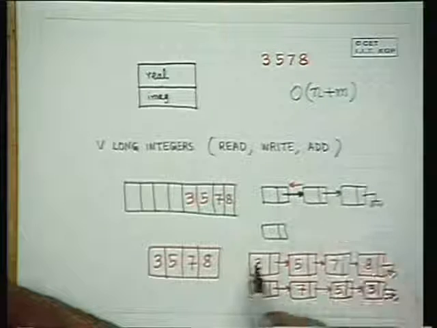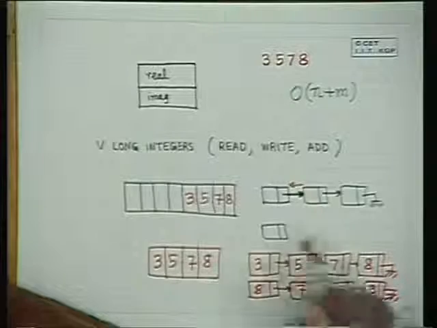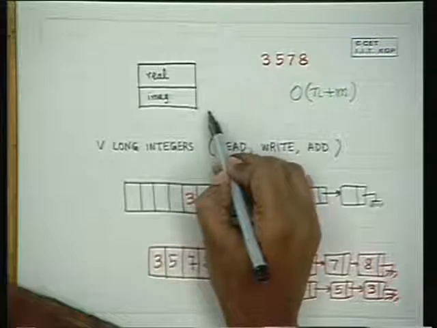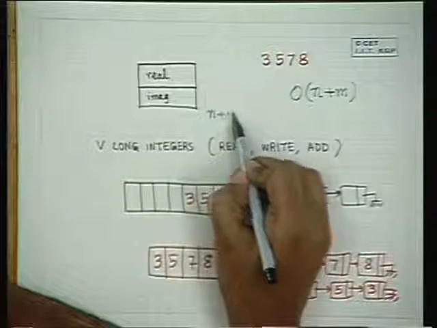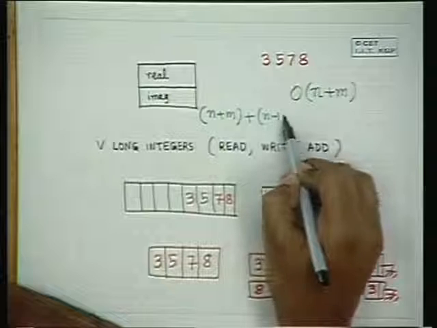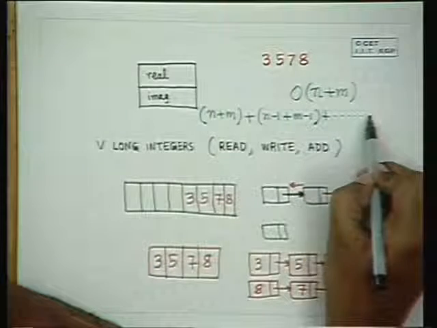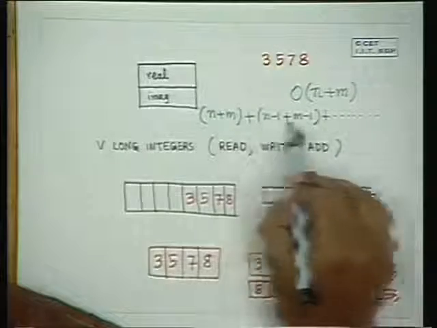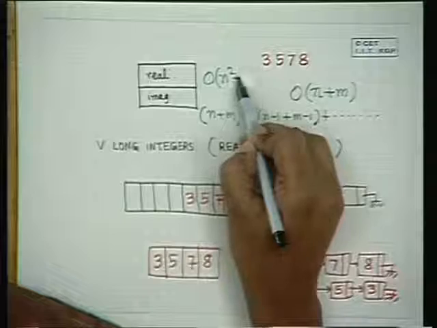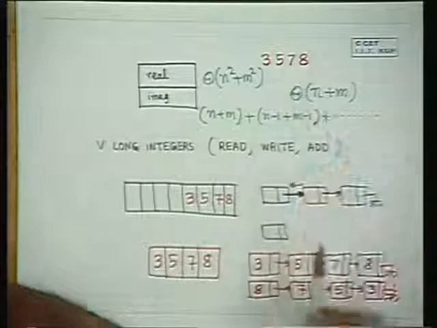On the other hand, if you store it with the pointers as pointed out here, then what will be your complexity for each operation? For the first operation, you will require n plus m movements. For the second one, n minus 1 plus m minus 1. For the third one, you add it like this and you will end up with order of n square plus m square. This is actually, you can say, of this order itself.